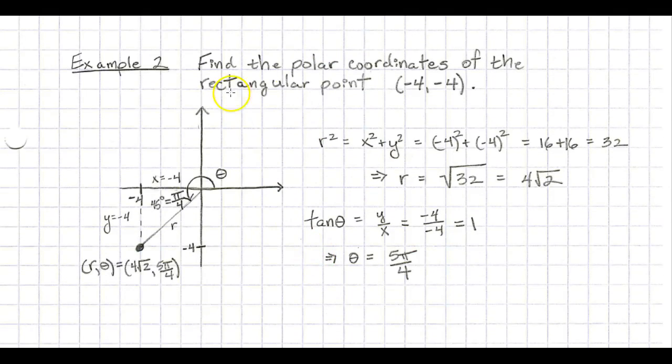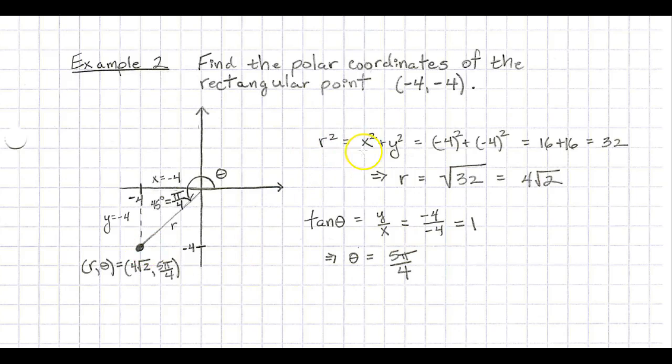Okay, example 2, find the polar coordinates of the rectangular point, minus 4, minus 4. So now we're down here. Here's our point minus 4 in the xy plane. So what is it in terms of r and theta? Minus 4 and minus 4, my x equals minus 4, my y equals minus 4. What is it in terms of r and theta?